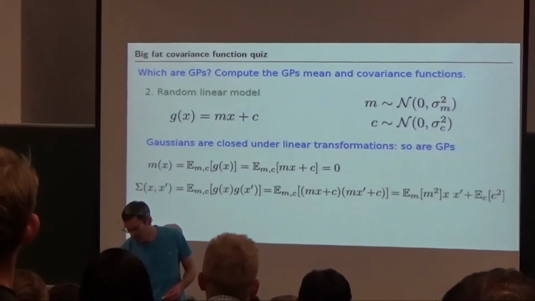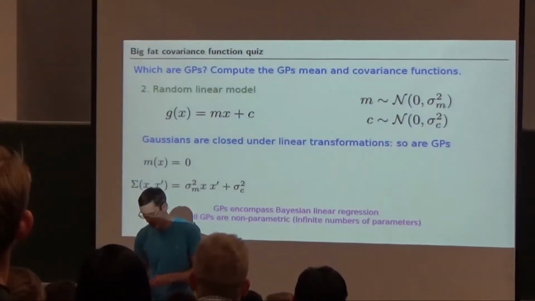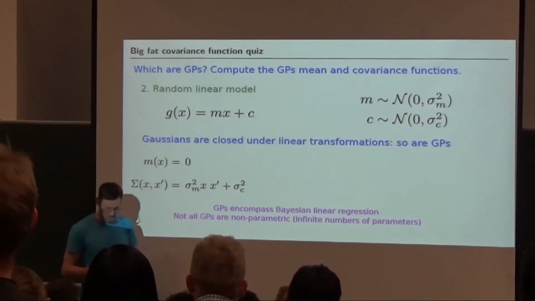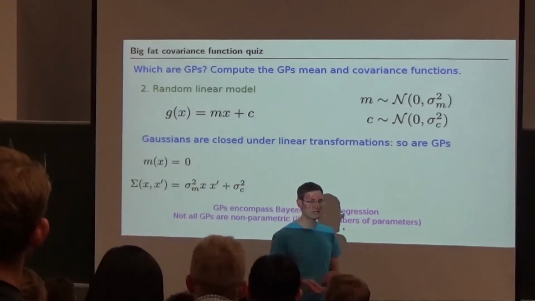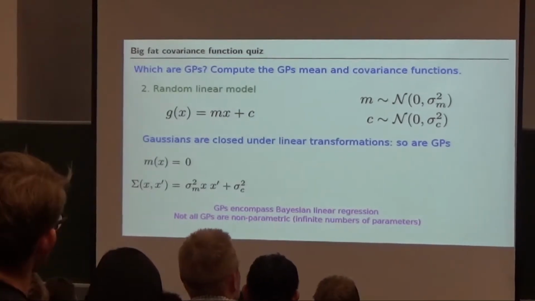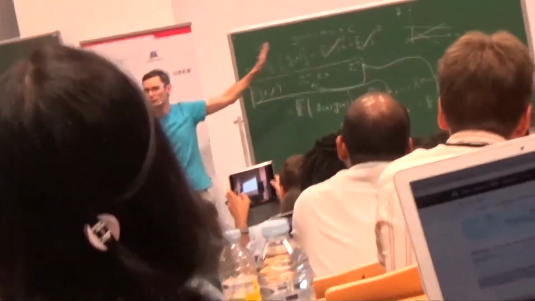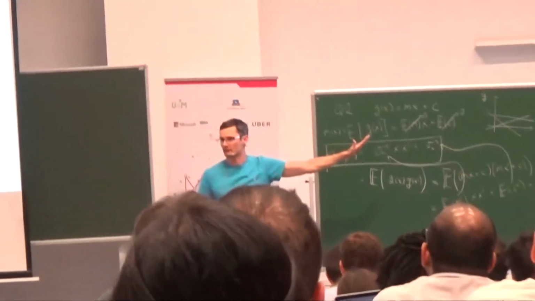Okay, so again, this is on my slides. You're going to go through this in your spare time. So GPs encompass Bayesian linear regression. Notice this feels a bit strange. This is definitely not a non-parametric model. This had two parameters, M and C, but it's a GP. So not all GPs are non-parametric models.